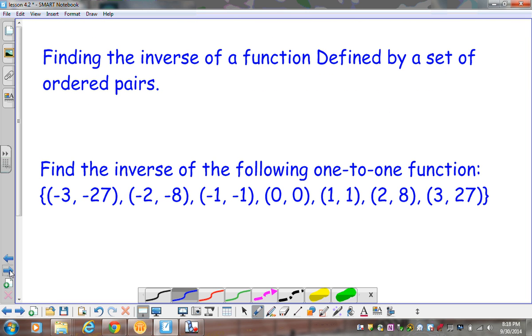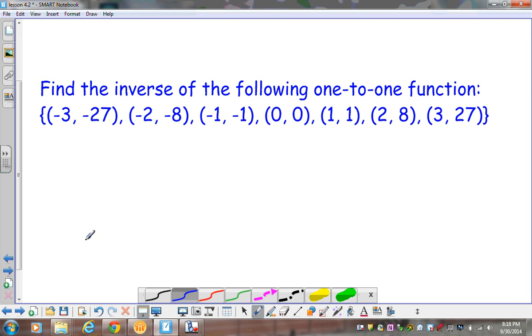Now, ordered pairs are probably going to be the easiest way to find an inverse. We literally switch all of my x and y's. I mean, literally. All right, so these are my original ordered pairs. So my inverse would be, if I take this first one, I'm going to flip my x and y. So my inverse here would be negative 27, comma, negative 3. There's my inverse. My inverse for my second point, negative 8, comma, negative 2.